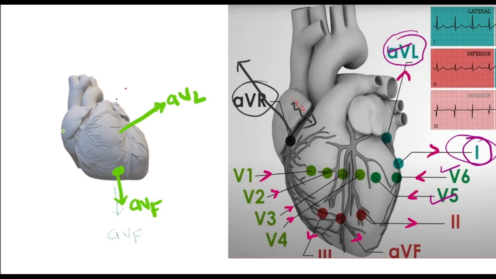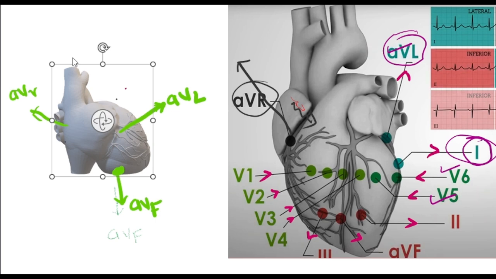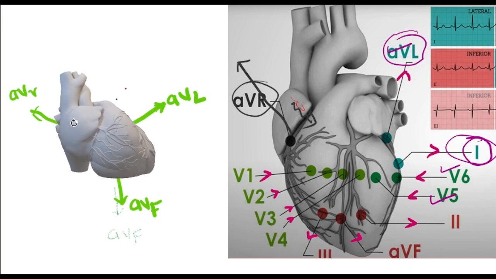And we have one more lead that is going towards the right side. This is not that important for us in determining the type of MI, and AVR will be on the right side. Okay, it would be around here, somewhere here. Okay, now go back to the normal picture. So I summarized all these leads in a single picture here.